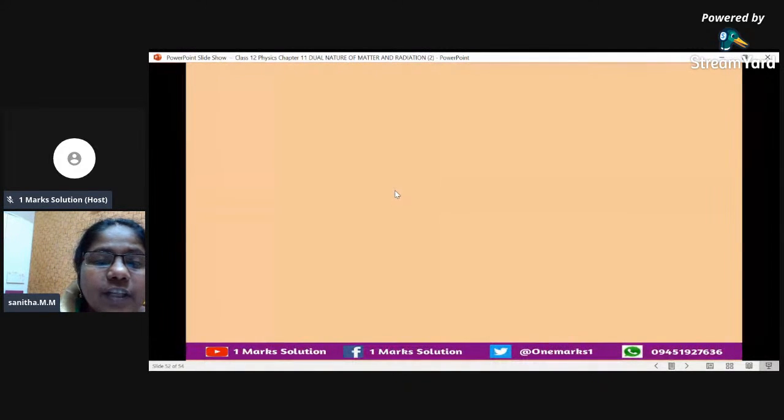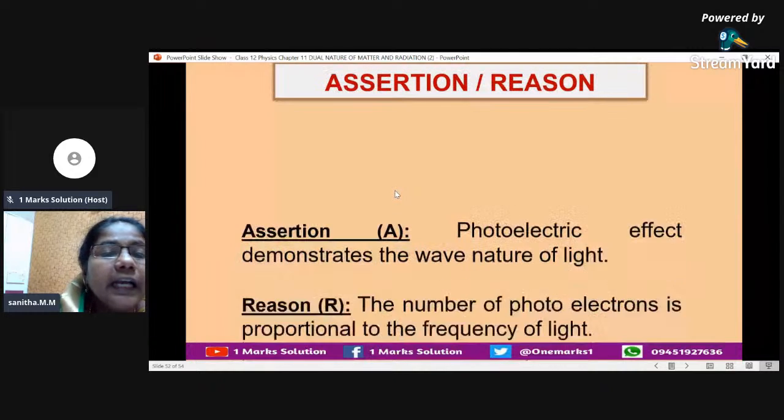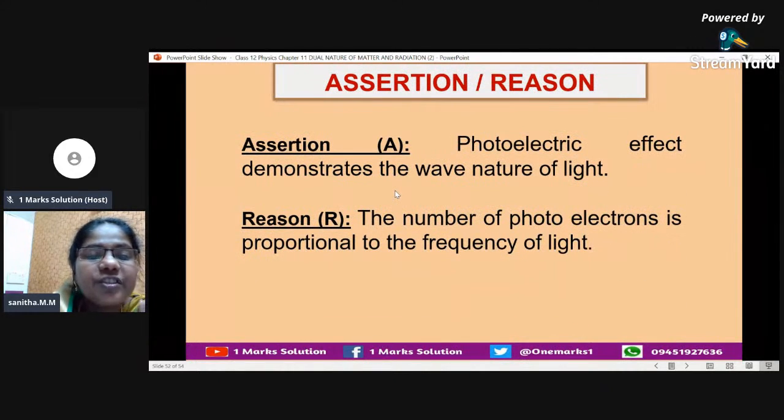We can go for the next question. Photoelectric effect demonstrates the wave nature of light. Is it true? No way. We know that, isn't it? Then what does the photoelectric effect mean? It fully depends on the particle nature. And the reason, we will go for the reason also. The number of photoelectrons is proportional to the frequency of light.